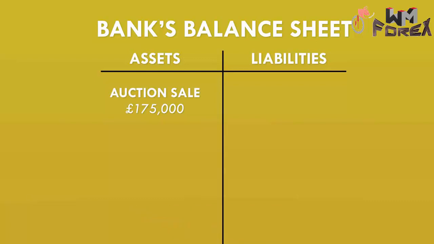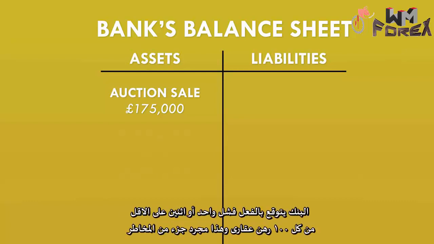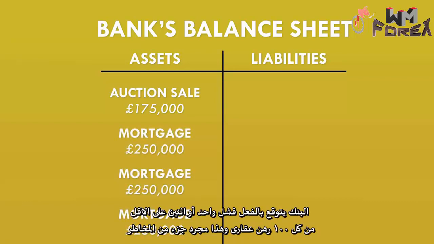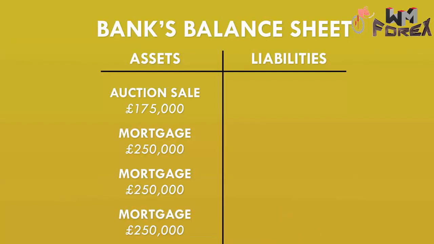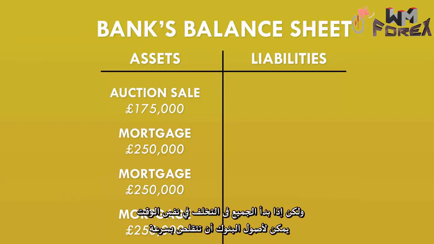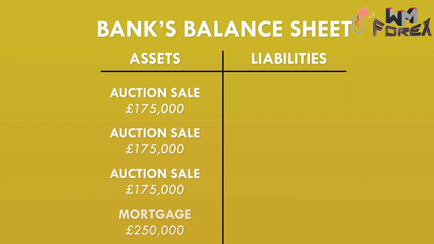Now, if only a small percentage of the loans go bad, there's no problem. The bank already expects at least 1 or 2 out of every 100 mortgages to go bad. That's just part of the risk. And besides, the interest payments from the loans that don't go bad should cover these losses. But if everyone starts defaulting at the same time, then the bank's assets can start shrinking rapidly.